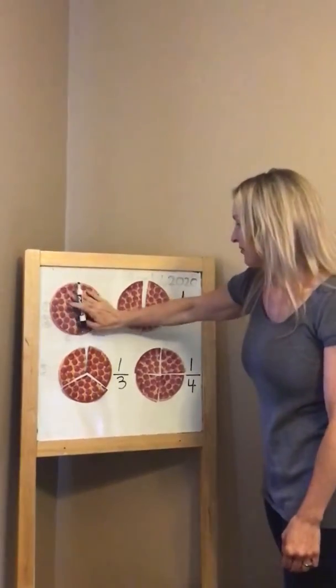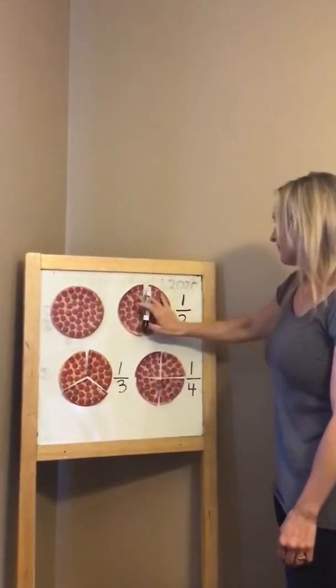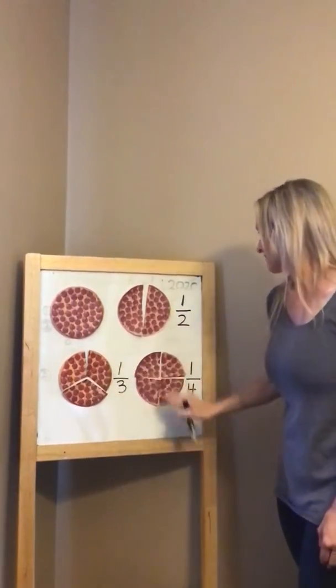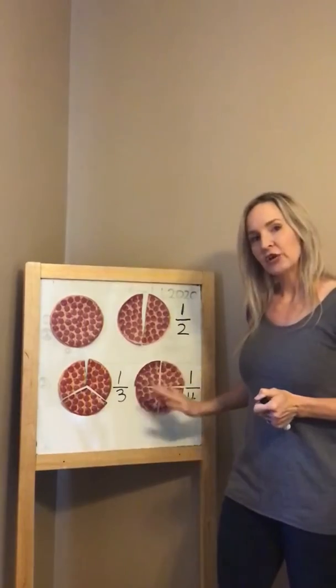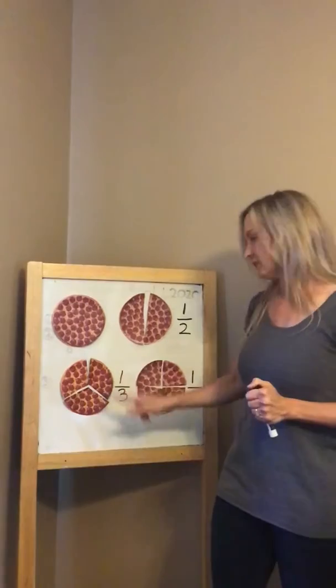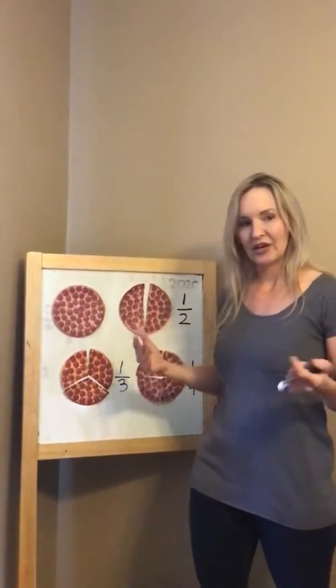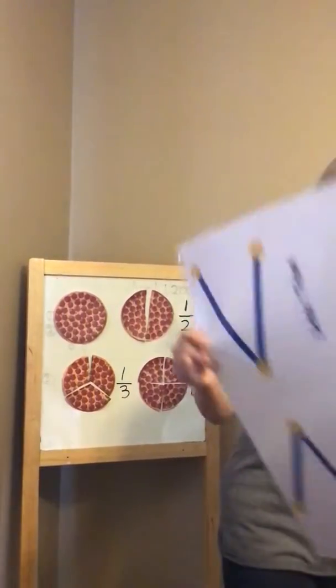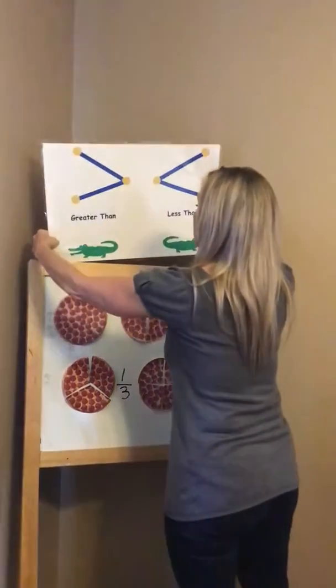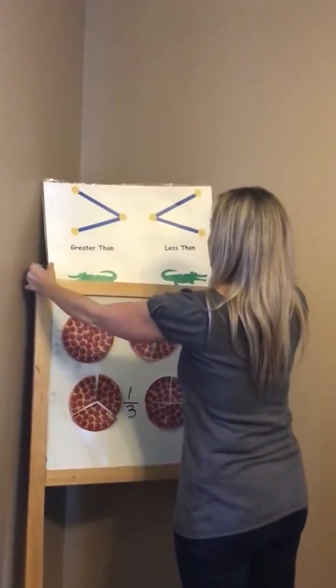Okay, so here are my fractions. I have a whole. I've divided my pizza equally. I have halves, I have thirds, I have fourths. Today on your worksheet, you are going to be comparing these parts. You're going to be deciding which fraction is greater, which fraction is least. Okay, now I'm going to quickly, well, look what I found. I was so happy to find this. I'm going to set this up so that you can see my greater than, less than symbols.